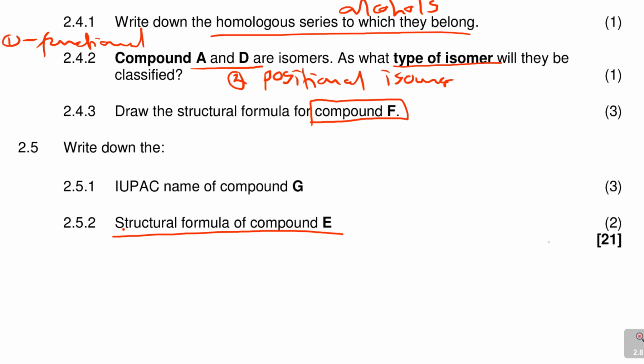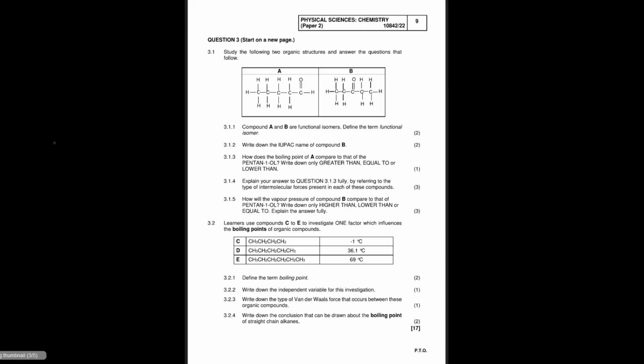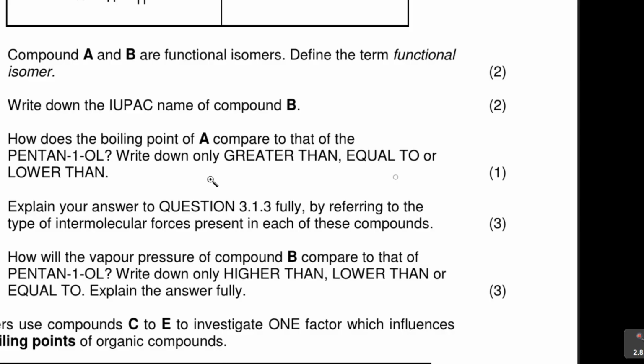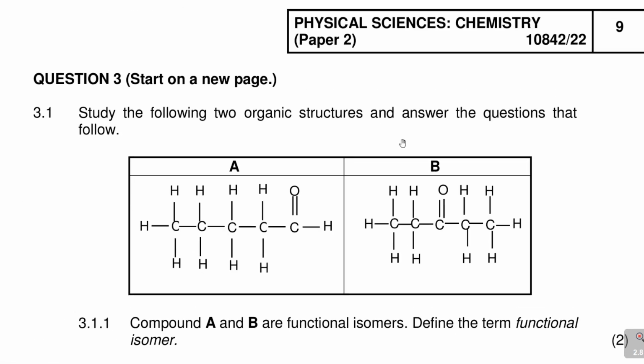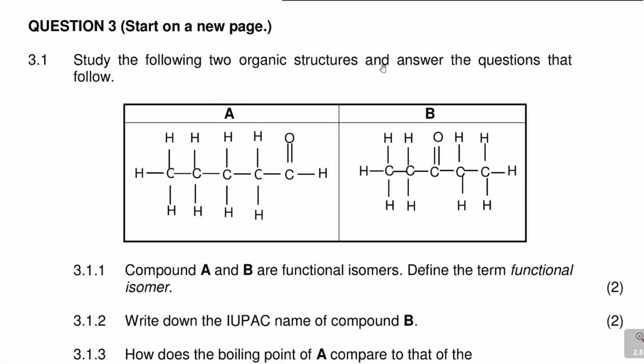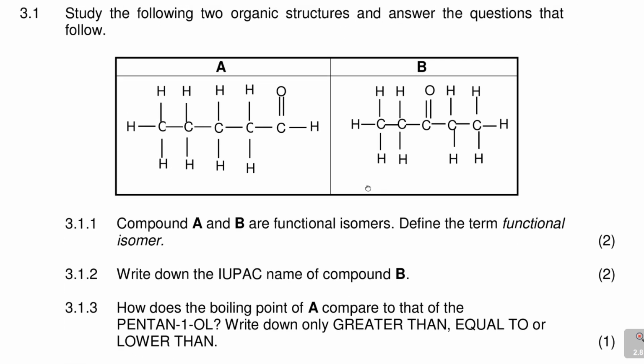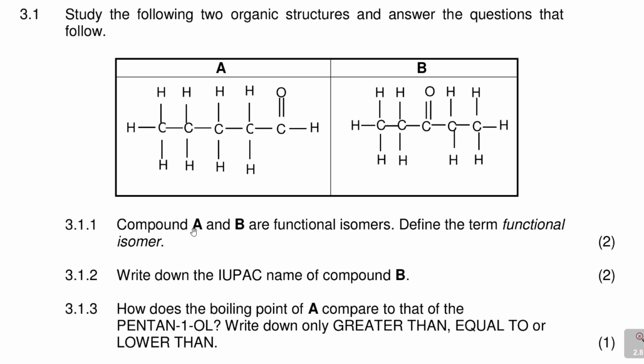21 marks, guys. This is where you need to maximize. Please, almost everything you must get it right there. Let's go on to the next one. The next question, question 3. It says study the following two organic structures and answer the questions that follow. Alright, 3.1.1. Compounds A and B are functional isomers. You see, they are bringing that functionality. Remember, I said 3 types of isomers.